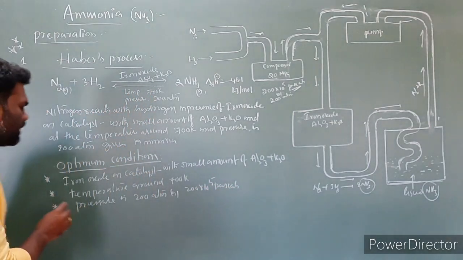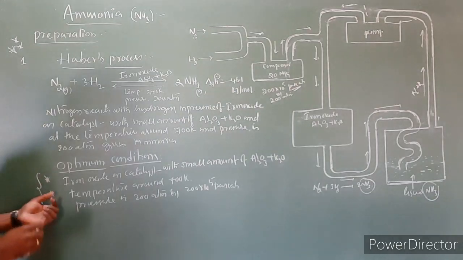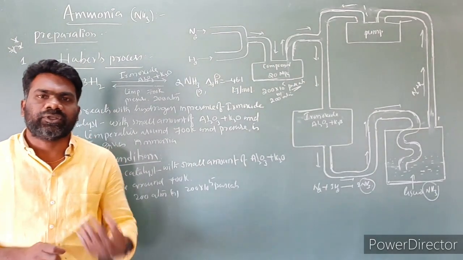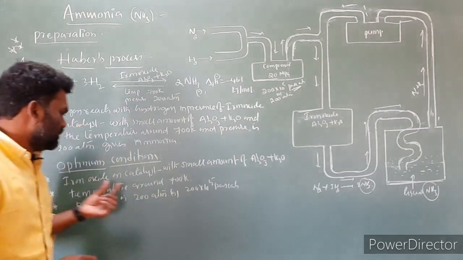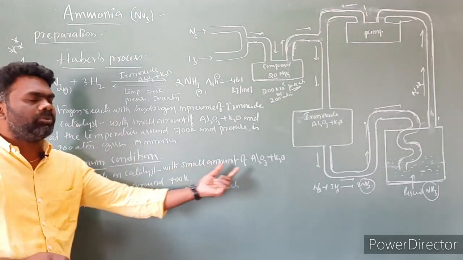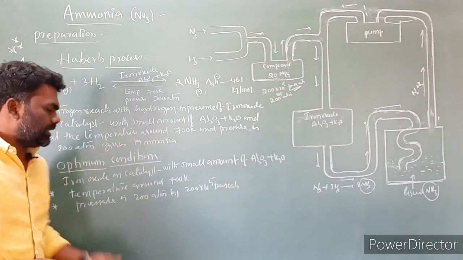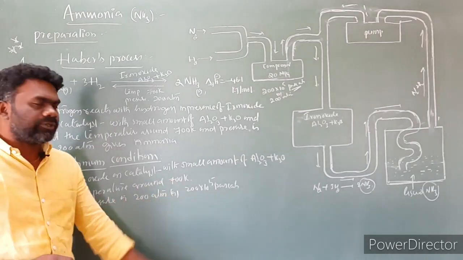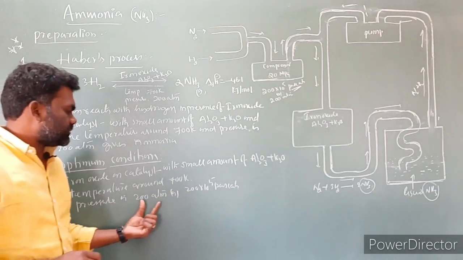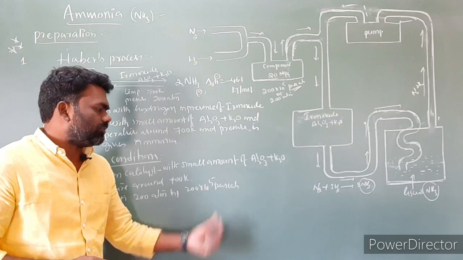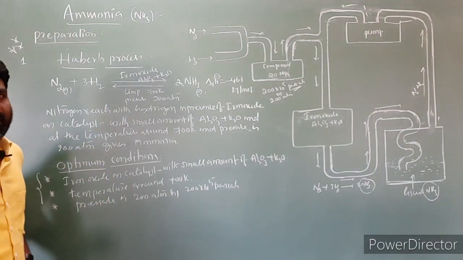So these are the optimum conditions, very important for PUC. What are the optimum conditions for the manufacturing of ammonia in Haber process? The first one is iron oxide as a catalyst with small amount of Al2O3 plus K2O. Next one is temperature around 700 Kelvin. Next one is pressure 200 atmosphere or 200 into 10 power 5 pascals. These are the optimum conditions.